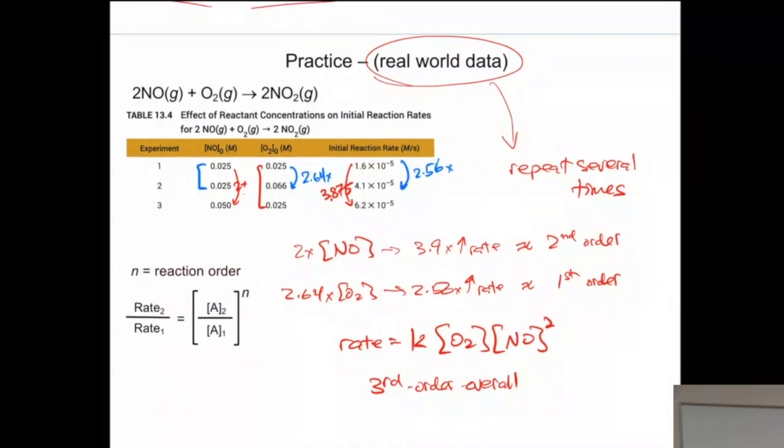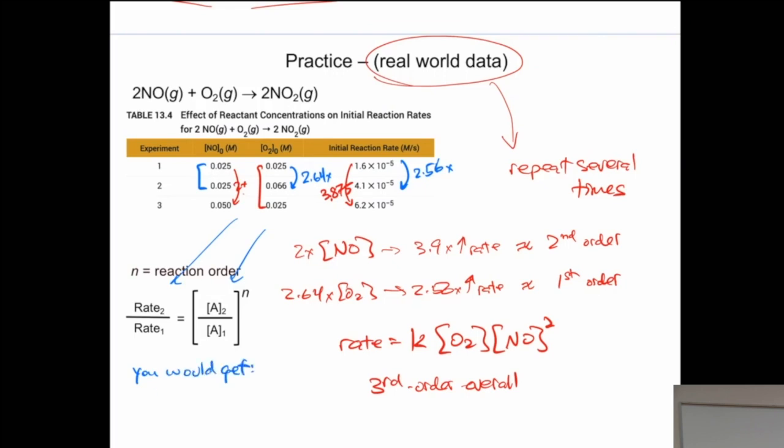Now, if you don't trust me, go ahead and plug the numbers into this. Go ahead and do it, and then calculate n. You have to know how to do the log of both sides, and then take the anti-log to figure out. You solve for n, and I'll just tell you, I have it written here in my notes, n is equal to 1.95 for NO, and n is equal to 0.97 for O2, if you were to do it.